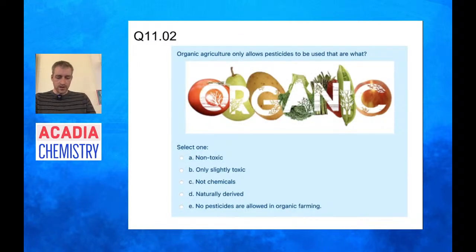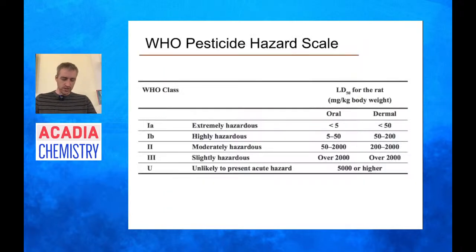All right, organic agriculture only allows pesticides to be used that are what? Non-toxic, slightly toxic, not chemicals, naturally derived, or no pesticides are allowed in organic farming. The answer is D, naturally derived. By the way, whether they're naturally derived or not doesn't tell you anything about which of these classes that particular pesticide might fall into.